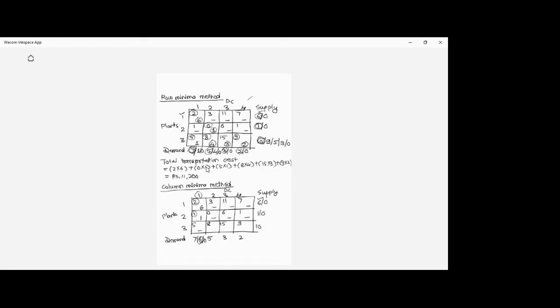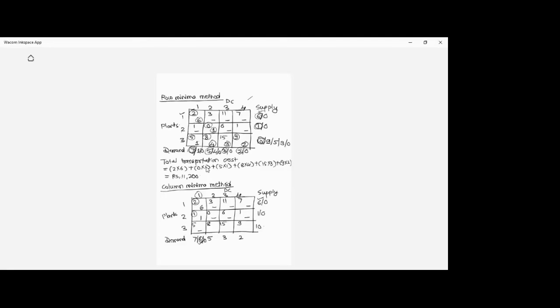In the same way, I'll have to keep updating the cells if the cells are getting exhausted by demand fulfillment, or they are getting exhausted by the supply constraint. So both of these updations are required, and it is easy, but you'll have to be alert in that particular case. Now we have exhausted our demand for column 1, and only now we can move to column 2.